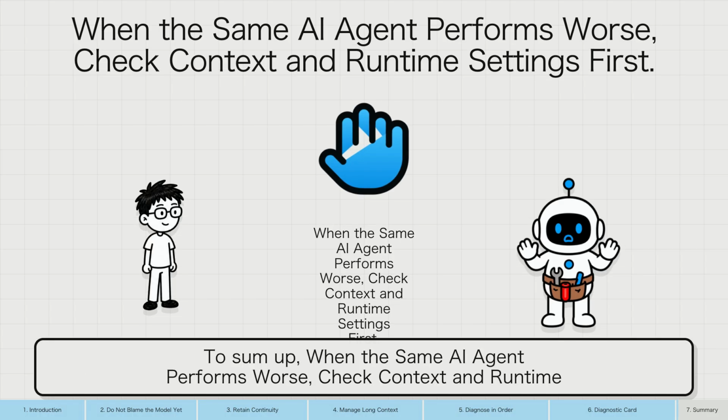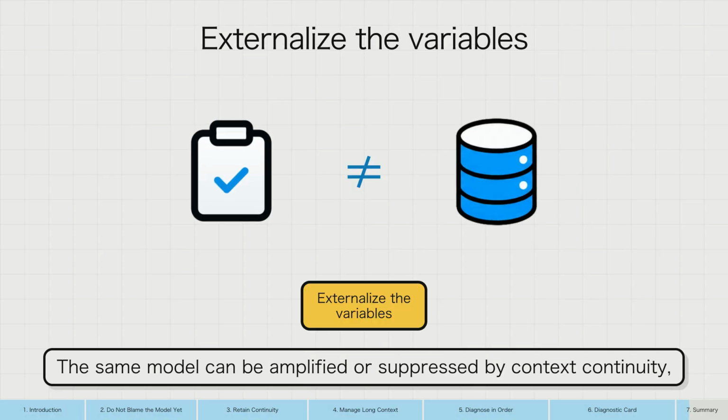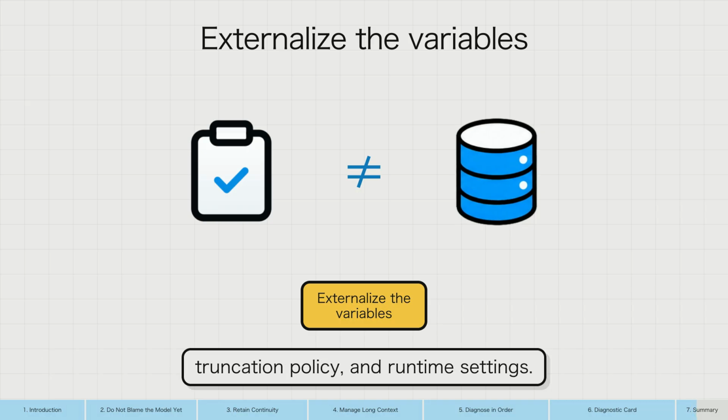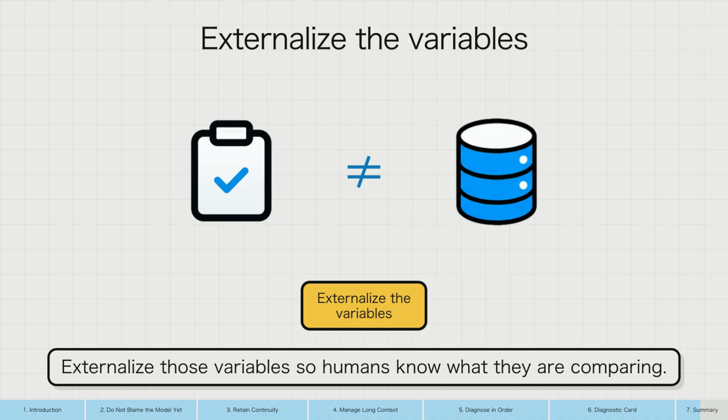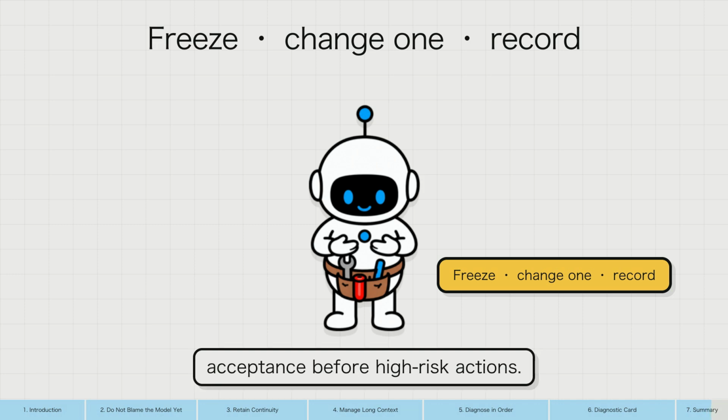To sum up, when the same AI agent performs worse, check context and runtime settings first. The same model can be amplified or suppressed by context continuity, truncation policy, and runtime settings. Externalize those variables so humans know what they are comparing. Freeze the baseline, change one variable, record the result, and keep human acceptance before high-risk actions.